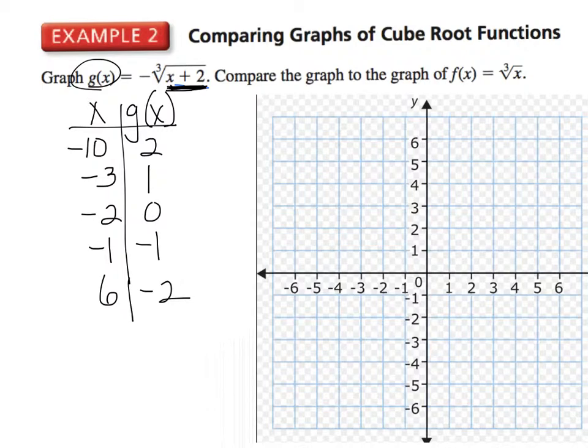If I graphed all of these, now negative 10, 2, let's see, negative 7, negative 8, negative 9, negative 10. It'd be something like right here.